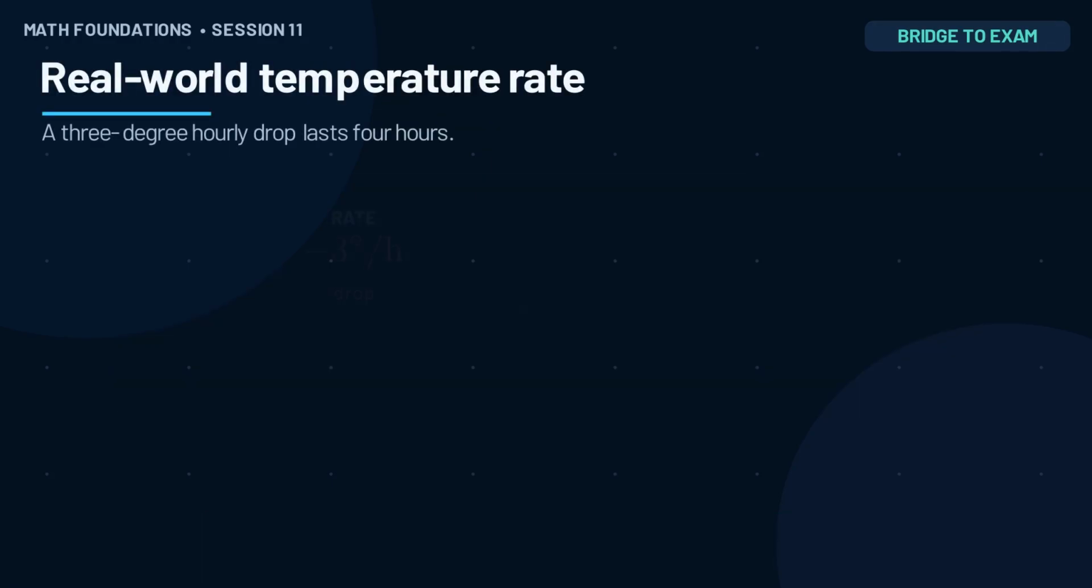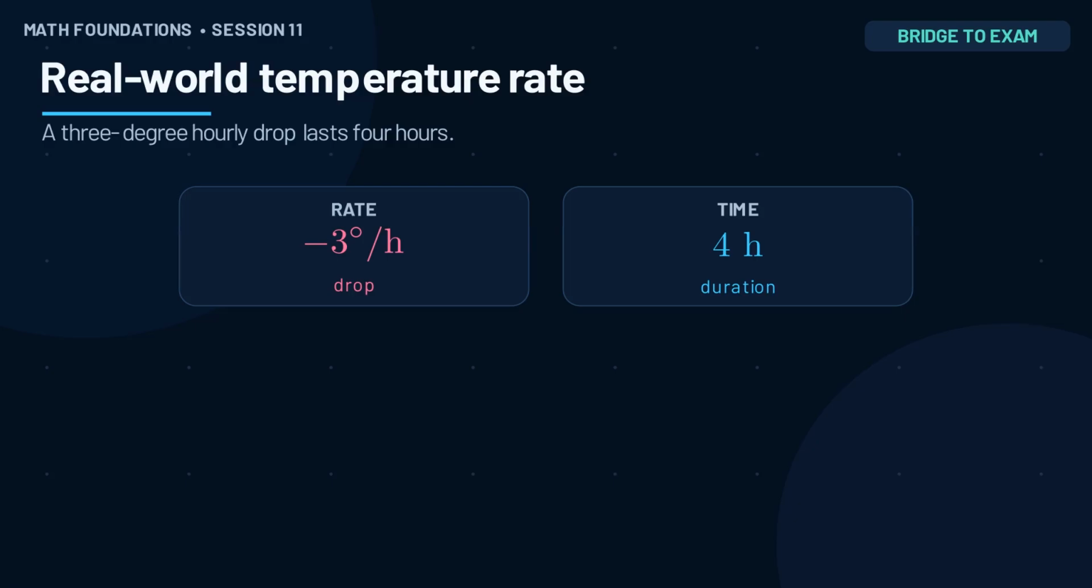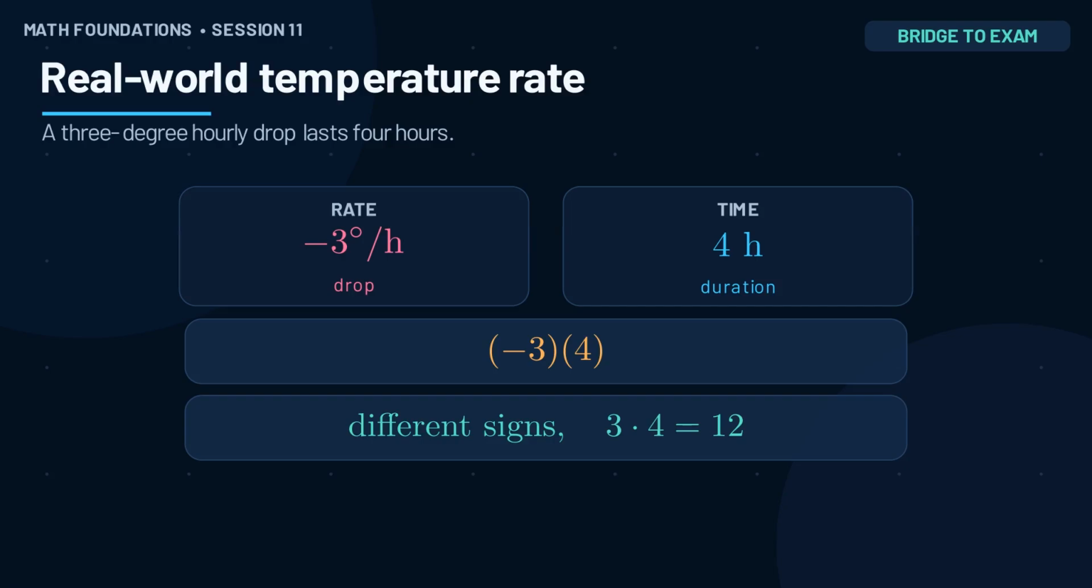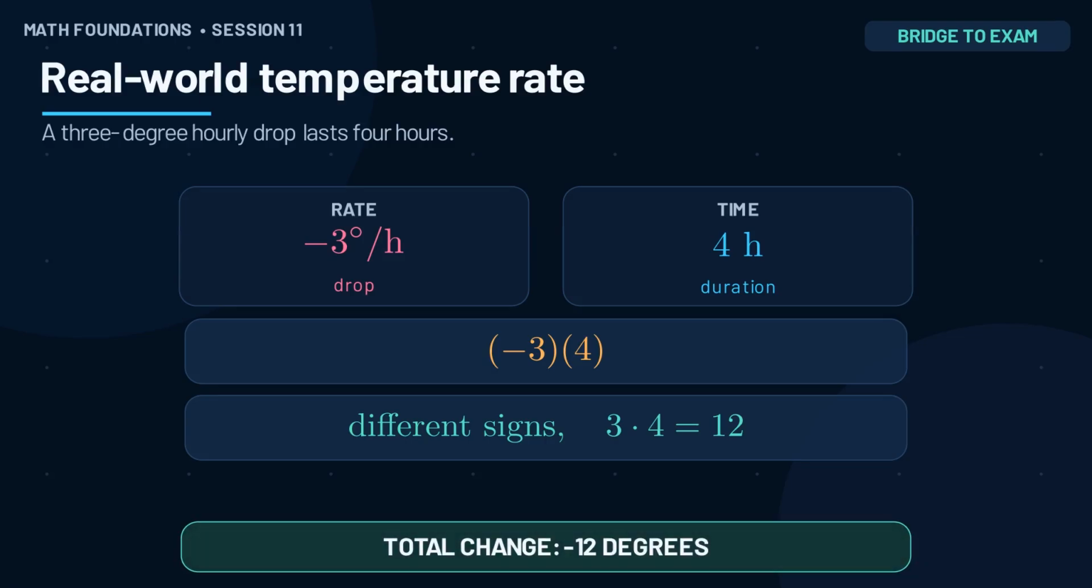A temperature changes by -3 degrees per hour for 4 hours. Step 1. Represent the rate as -3 and time as +4. Step 2. Different signs make the product negative. Step 3. Multiply 3 times 4 to get 12. Therefore, the total temperature change is -12 degrees.